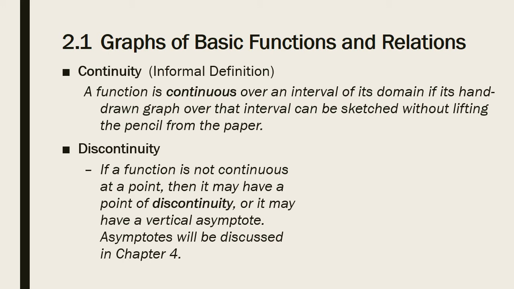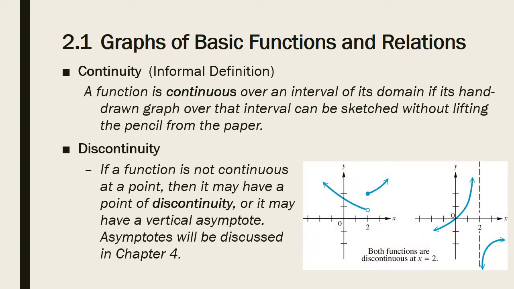If a function is not continuous at a point, then it may have a point of discontinuity or it may have a vertical asymptote. Here are a couple of examples. The graph on the left has a point of discontinuity. There's a gap at x equals 2. The graph has an open spot there, and then it jumps up. Notice again, you could not draw that graph without lifting your pencil. The same for the graph on the right. This cannot be drawn without lifting your pencil, and again, the discontinuity happens at 2.